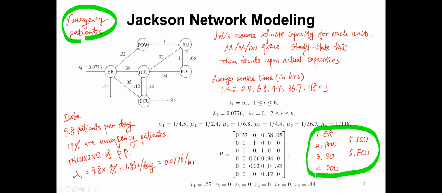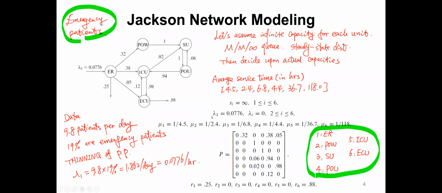The average service time is very similar to the previous one, but now let's assume they are exponential. So this is 4.5, 2.4, 6.8, 4.4 hours, 36.7 in the ICU, and then 118 hours in the extended care units. So this is the state. State 1, the ER, is 4.5 hours. State 6 is the ECU, so it's 118 hours. Because we assume infinite capacity, we have infinite servers for all the stations from 1 to 6.